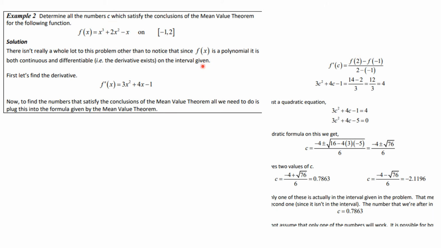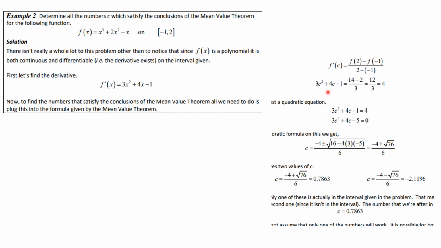So what we need to do is, f of x is a polynomial, so it's continuous and differentiable. And so that means that the mean value theorem is going to apply. So let's take the derivative. f prime of x is 3x squared plus 4x minus 1. Now we want to find the numbers that satisfy the conclusion of this. So that means f prime of c is equal to f of 2 minus f of minus 1, all over 2 minus minus 1.